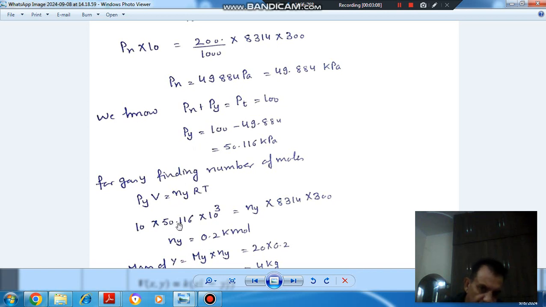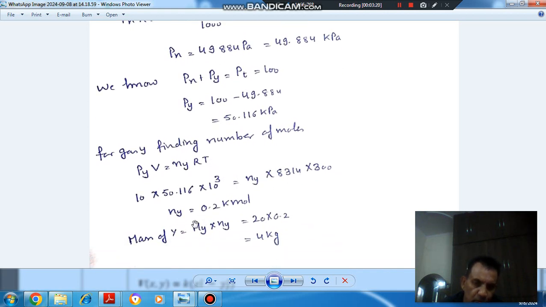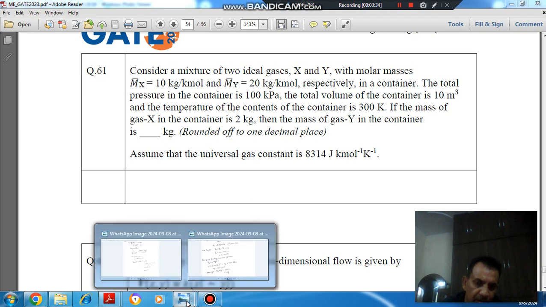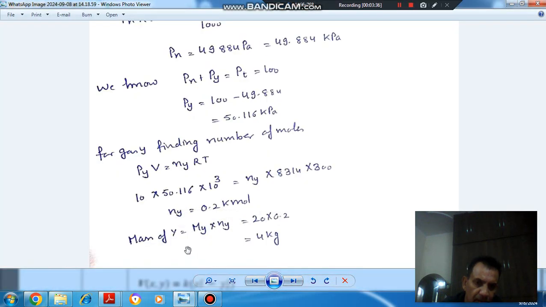Py is your 50.116 into 10 power 3 in Pa, and V is 10, and Ru is again 8314, temperature is 300. So from this, the number of moles of gas Y can be calculated. So that is 0.2 kilomole, and the molar mass of gas Y is also given, that is 20 kilogram per kilomole. So if we multiply by kilomole, then we can calculate the mass of the gas Y. So that is 20 into 0.2, that is 4 kg.